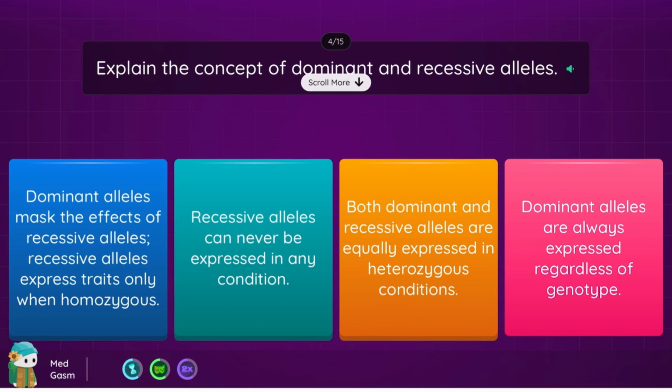Option 2. Recessive alleles can never be expressed in any condition. Option 3. Both dominant and recessive alleles are equally expressed in heterozygous conditions. Option 4. Dominant alleles are always expressed regardless of genotype.